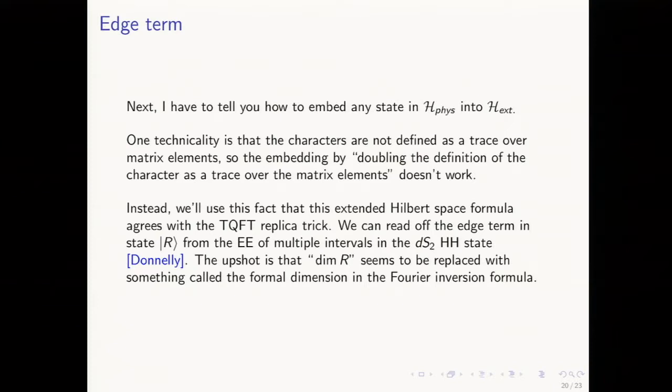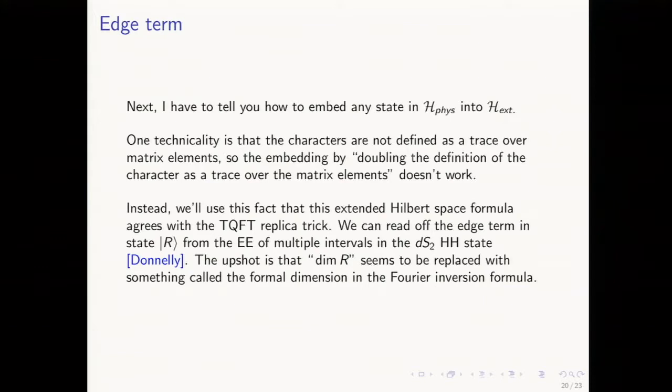Now I have to tell you how you embed one in the other. So there's one technicality that comes up, which is that your characters are now not defined as traces over matrix elements, right? Because your reps are infinite dimensional. So if you summed infinitely many matrix elements, it would diverge on the identity. So the easiest path to computing the edge term in the compact case, by doubling the definition of the character, doesn't work. These mathematicians tell us that one can define characters for representations of SL2R, but from some more sophisticated technology.